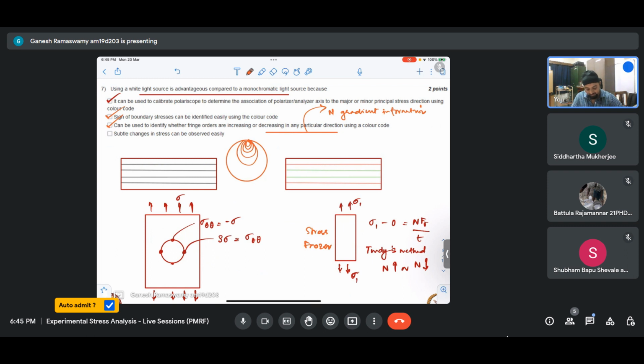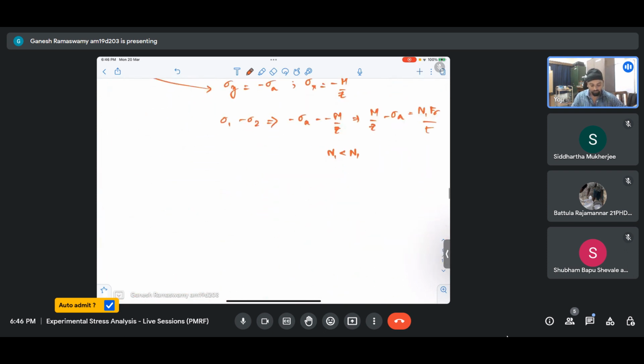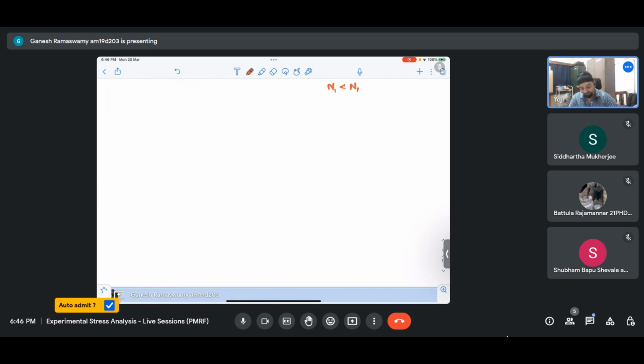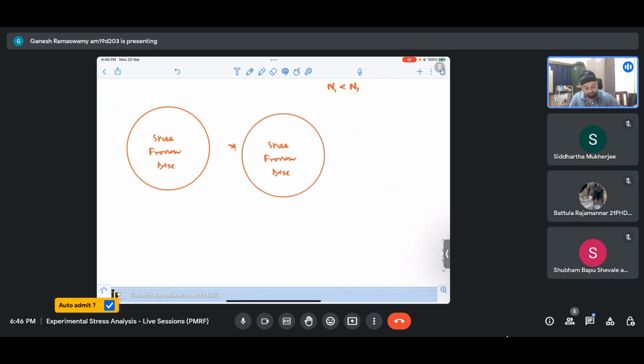Subtle changes to stresses can be observed in the case of a white light source as opposed to a monochromatic light source. To actually make this point, the professor in the lecture has shown one stress frozen disk which has a hole drilled in it. Once this is stress frozen, there is a hole that has been drilled into this model from where a fringe passes.